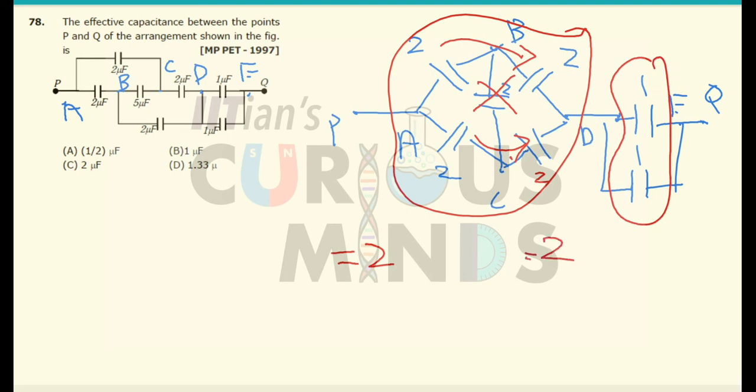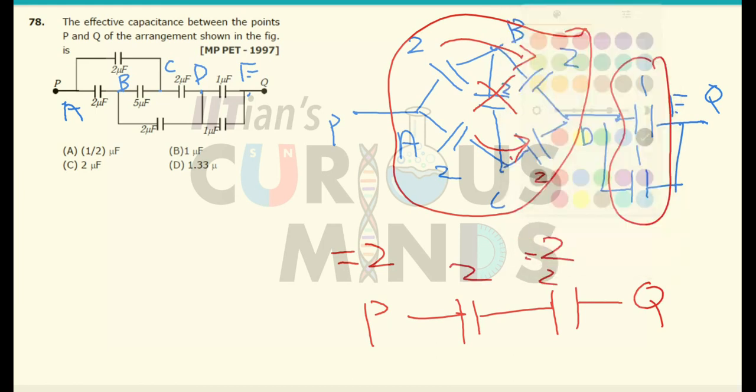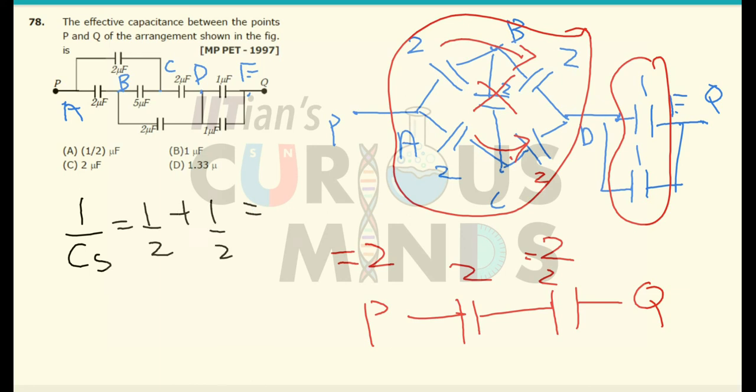Now the 2 microfarad and 2 microfarad capacitors will look somewhat like this. This is P and this is Q. Both the capacitors are in series, so 1 by C series will be equal to 1 by 2 plus 1 by 2, which is equal to 1. So C series will be equal to 1 microfarad. So the total capacitance of this circuit is 1 microfarad, which is equal to option number B.